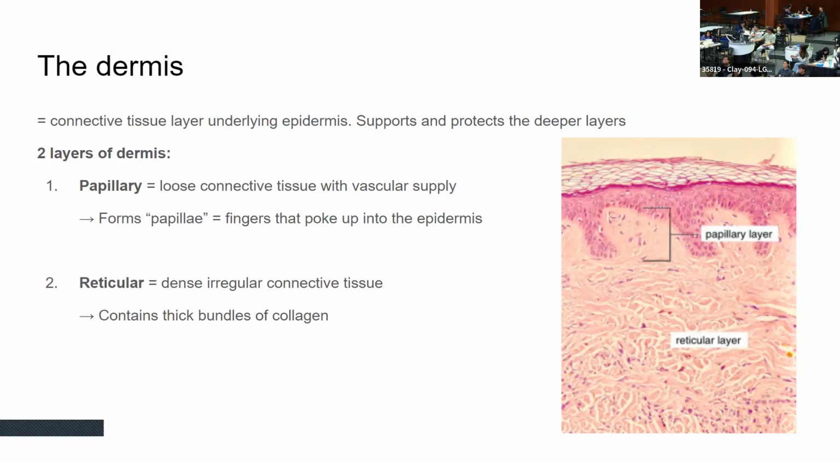So papillae sort of means fingers, okay? And so think about papillary as in it forms fingers that poke up into the epidermis, and that's represented on the diagram on the right there, where you have the papillary dermis protruding into the epidermis. Now, you also have a second layer of your dermis, and that's your reticular. And that's where you have a different type of connective tissue, more specifically your dense irregular connective tissue, and that's where your thick bundles of collagen are.